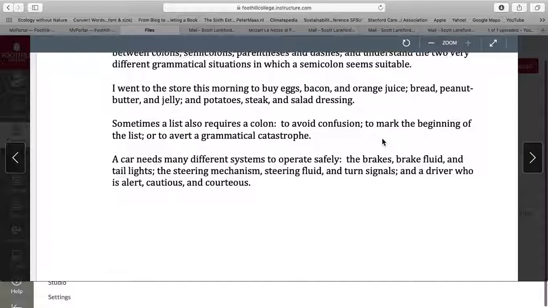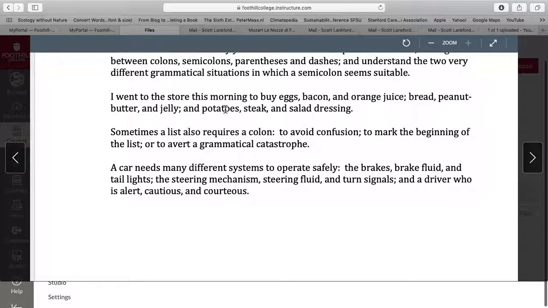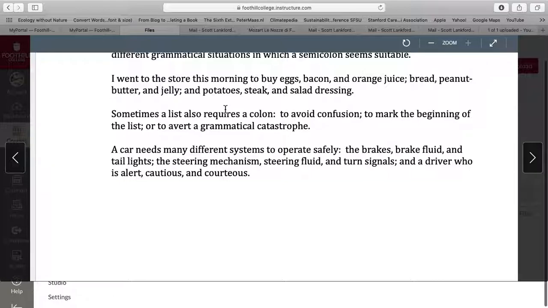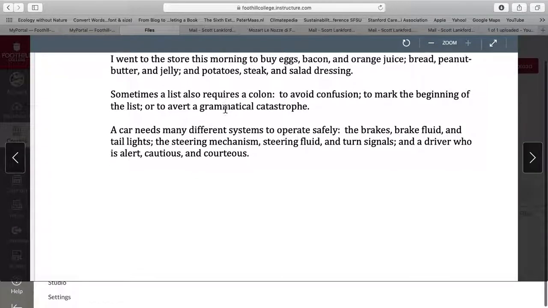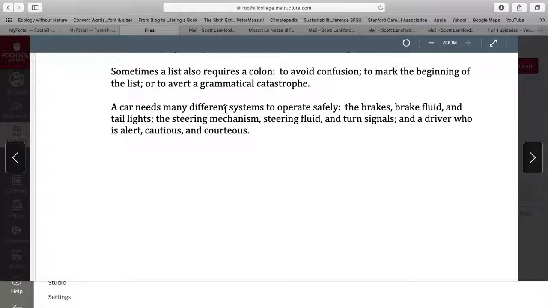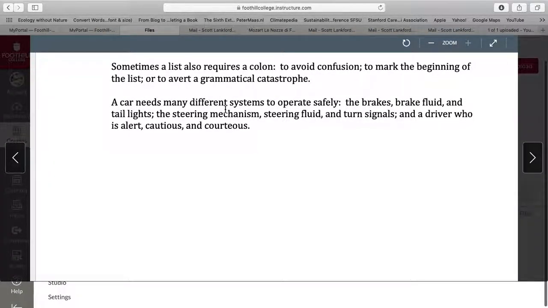Now, if that's too complicated, here's a shopping list. I bet you'll recognize this one. I went to the store this morning to buy eggs, bacon, and orange juice; bread, peanut butter and jelly; and potato, steak, and salad dressing. And I was trying to hint here that maybe these are the breakfast items, and then a semicolon, and maybe these are the lunch items, and these are the dinner items. I know I sound like a broken record here, but you don't have to use a semicolon. You can just use commas all the way. But I think if you look at what that would do, it just becomes kind of this long, undistinguished list, and it doesn't have the sense of being broken into three easy to digest pieces. Oh, digest, there's a bad pun.